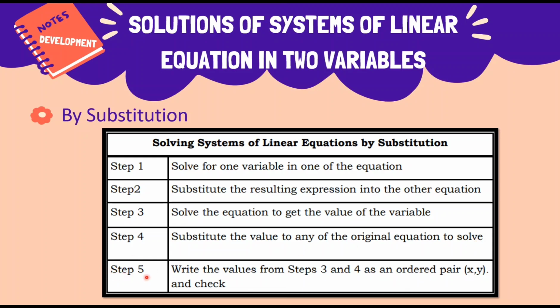And finally, step 5, write the values from steps 3 and 4 as an ordered pair. So, x and y. And you need to check if the solution of the system of linear equation jive to the given systems of linear equation. So, dapat siya ay mag-i-equal. Kapag hindi siya nag-equal, therefore, may mali sa process natin. Okay, so ito yung second way or second method in order for you to find the solution of system of linear equation aside from graphing.